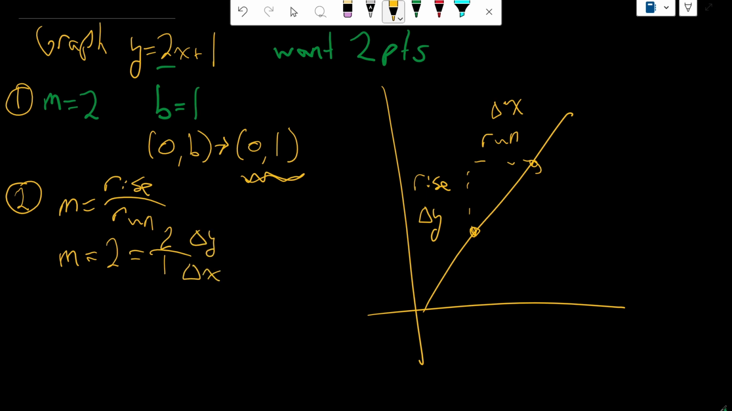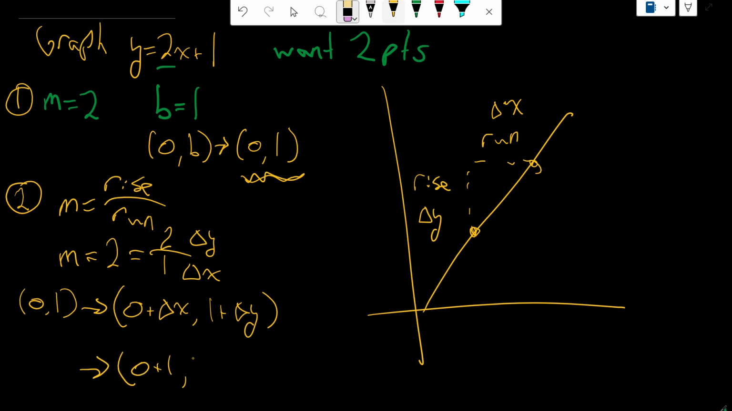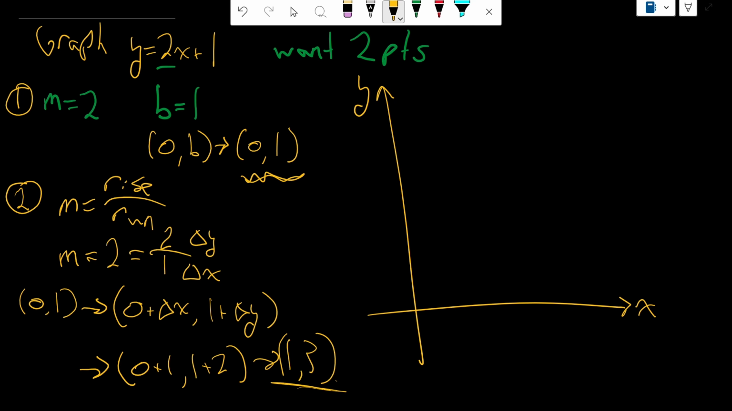So if we do this algebraically, we're going to write down our first point, (0, 1), and then we're going to add our change in x to the x value and our change in y to the y value. So doing that, we get (0 plus 1, 1 plus 2), which equals (1, 3). If we look at this on a graph, we draw our axes and label our first point (0, 1), then we rise 2 units from that point and run right 1 unit. We plot where we've landed, and now if we label it, you'll see that that is the point (1, 3).